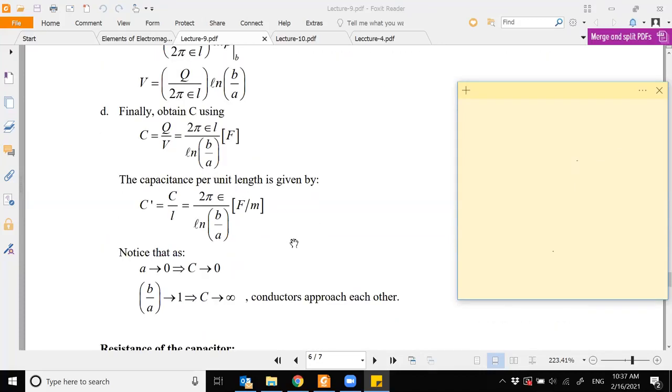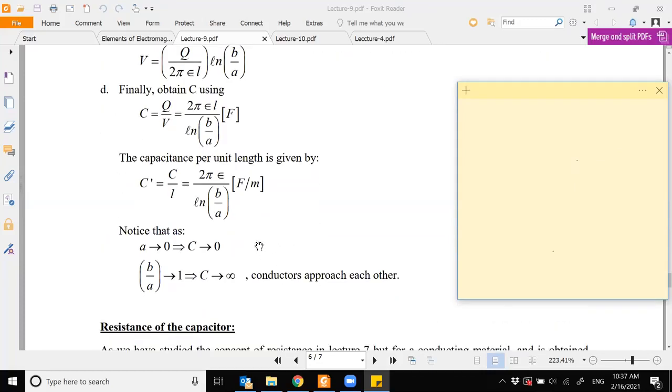Now from capacitance, how can you find the resistance of a coaxial cable? Resistance. What resistance am I referring to? I'm not referring to the conductor resistance. I'm referring to the resistance which is offered by this dielectric region.